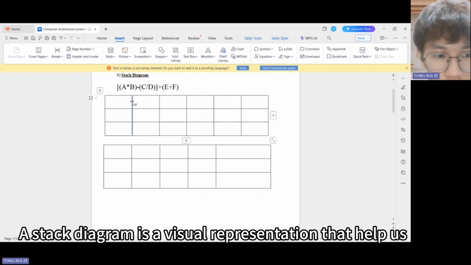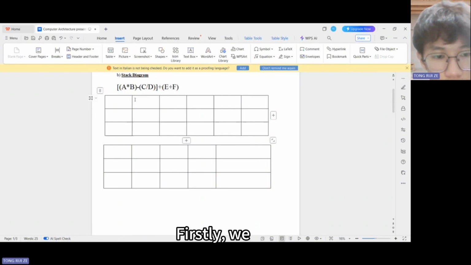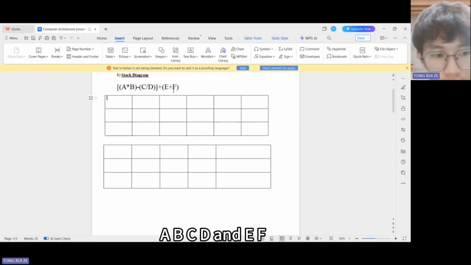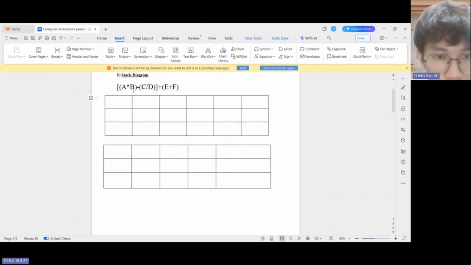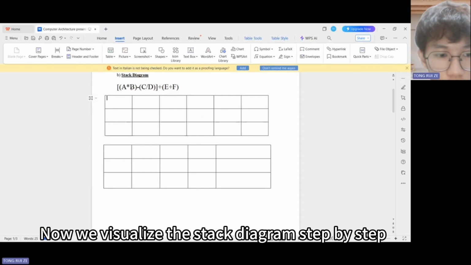A stack diagram is a visual representation that helps us understand the sequence of operations required to evaluate such expression. Firstly, we identify the variables and constants in our expression, A, B, C, D, E, F. Next, we recognize the operators, additions, division, subtraction, and also multiplication. Now we visualize the stack diagram step by step.